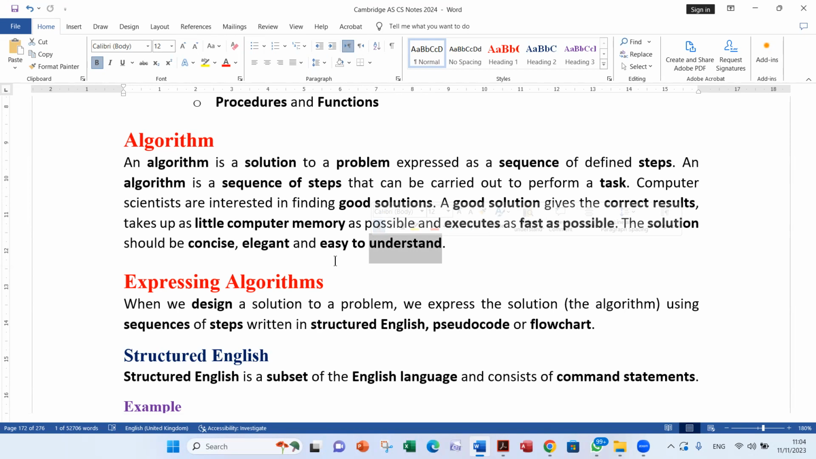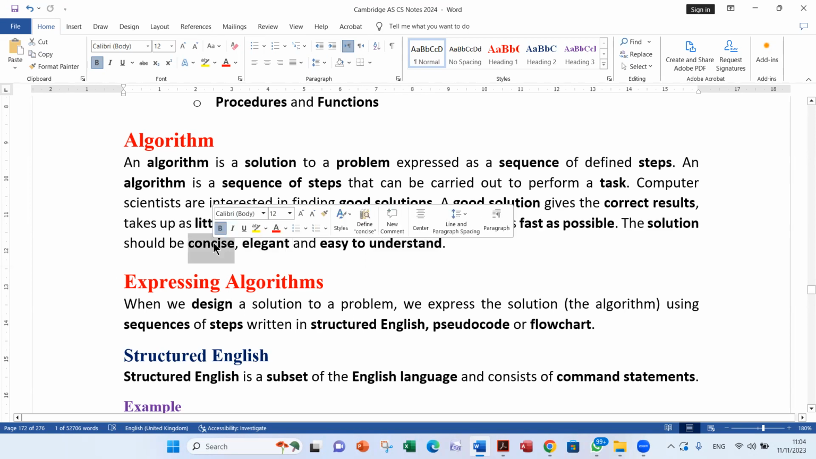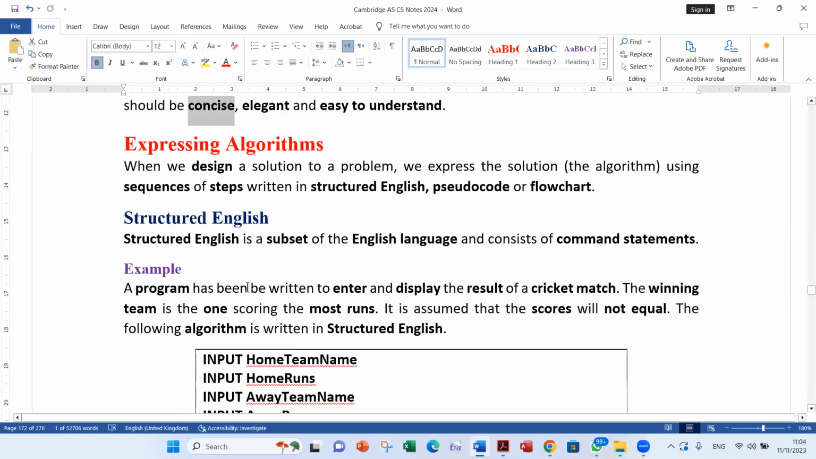If you give variable names like X, Y, Z, as in mathematics, they will work, but the solution will not be elegant, will not be easy to understand. Concise, we will talk about this later, but just try to make a good algorithm. Expressing an algorithm: one of three things: structured English, flowchart, or pseudocode.